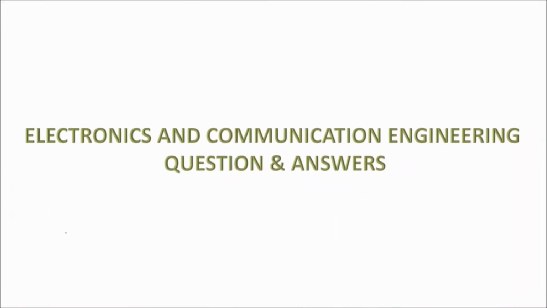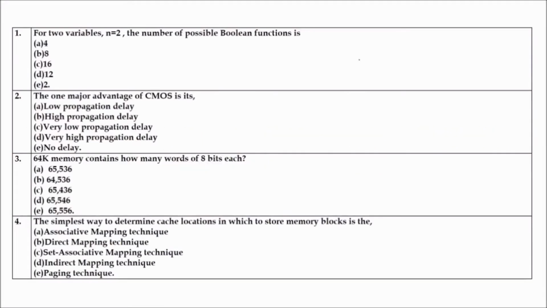So let us see a few questions and answers in electronics and communications engineering. These are MCQ questions. The first is, for two variables n equal to 2, the possible Boolean functions is this one. Can you answer this? What are the possible Boolean functions for two variables, n equal to 2?